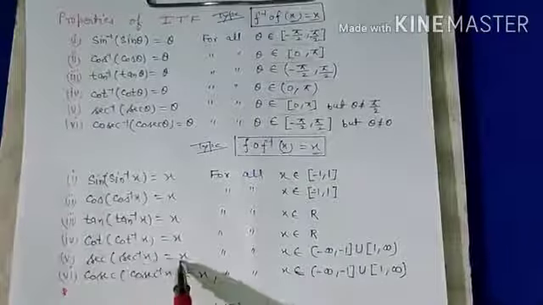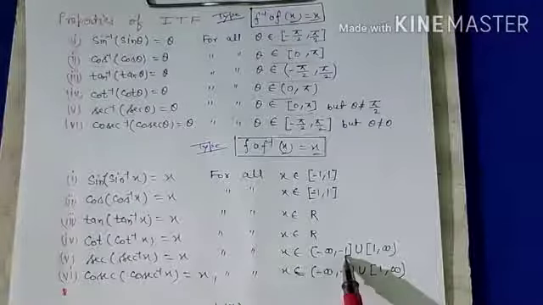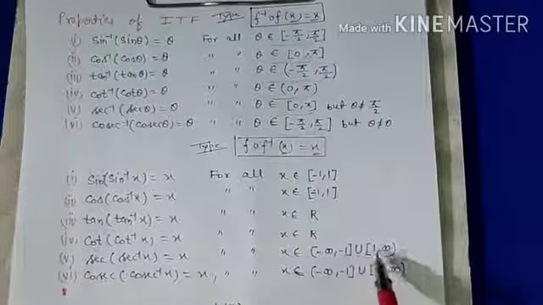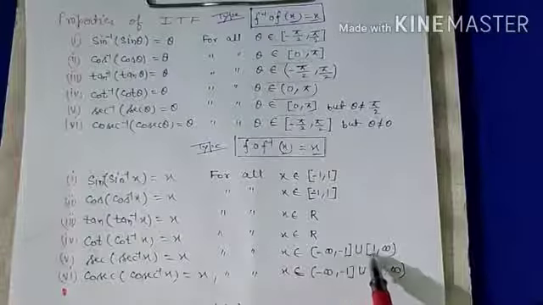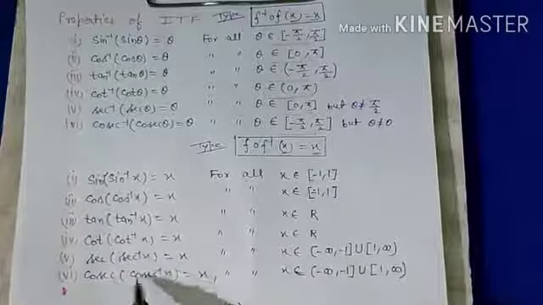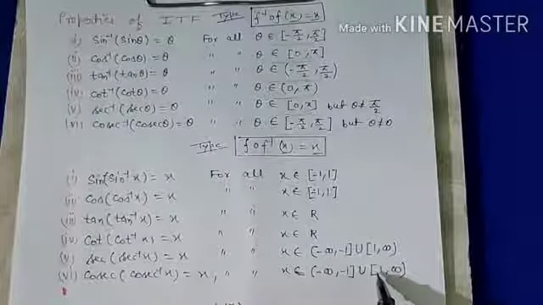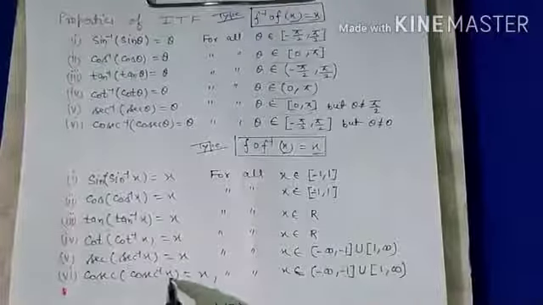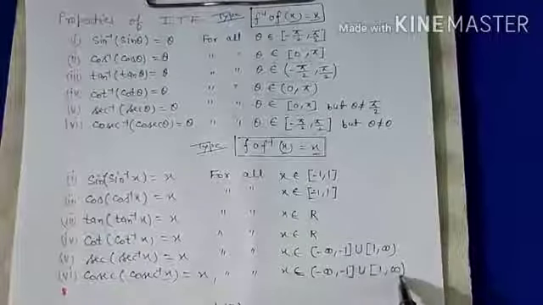Sec of sec inverse x equals x, x belongs to minus infinity to minus 1 union 1 to infinity. Here numbers between minus 1 and 1 will not come in place of x. Cosec of cosec inverse x equals x, the same kind of values of x, minus infinity to minus 1 union 1 to infinity.